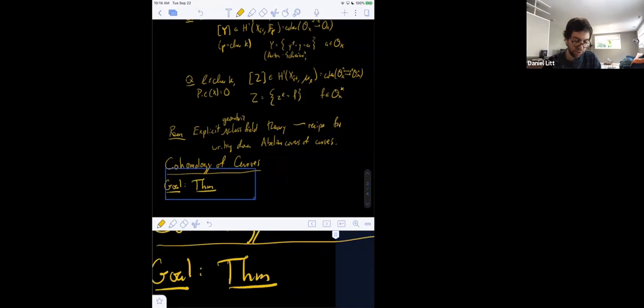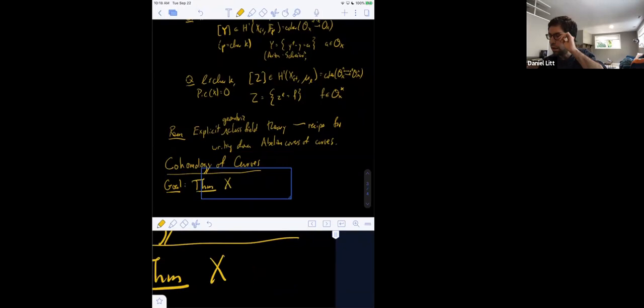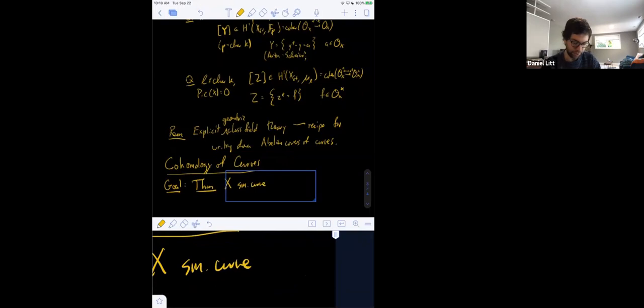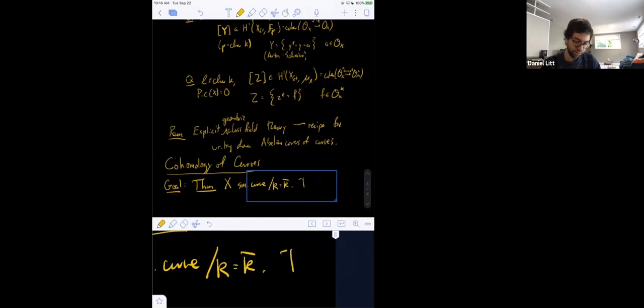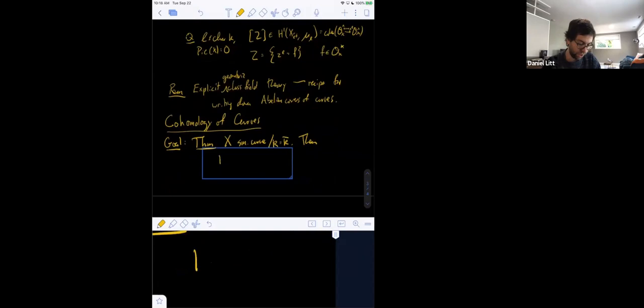Suppose X is a smooth curve over a field K, which is algebraically closed. Then the following theorem is true. H^i of X étale, with cohomology in G_m, is the following. This is the sheaf that we can actually compute with, and everything else will come from that.